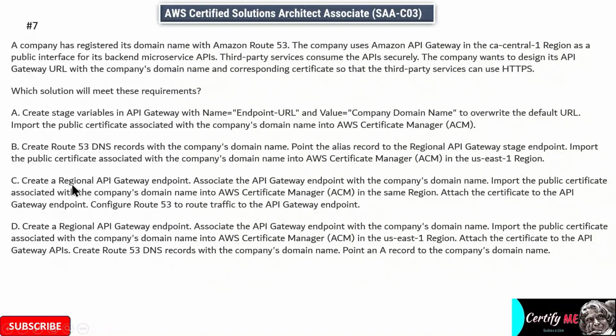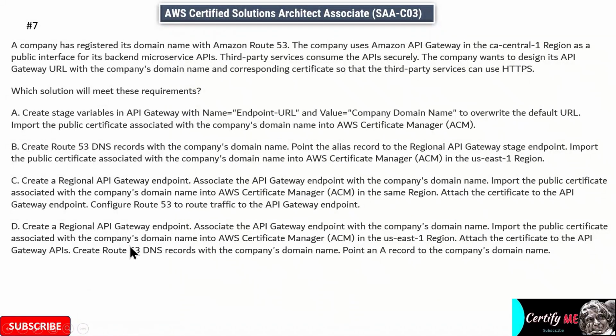Option C. Create a regional API Gateway endpoint. Associate the API Gateway endpoint with the company's domain name. Import the public certificate associated with the company's domain name into AWS Certificate Manager in the same region. Attach the certificate to the API Gateway endpoint. Configure Route 53 to route traffic to the API Gateway endpoint.